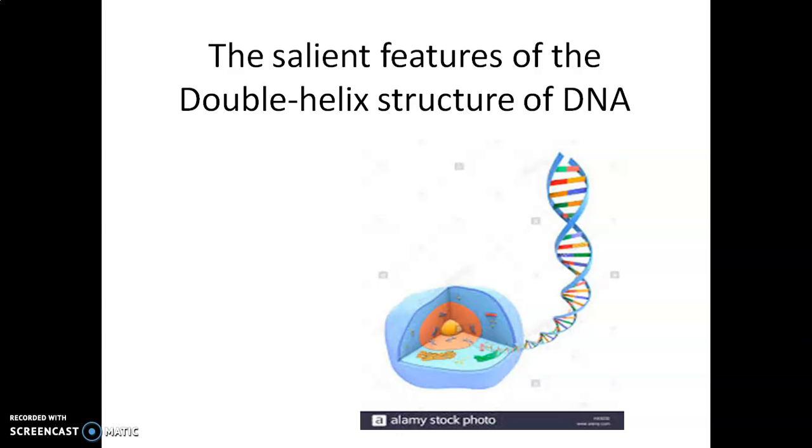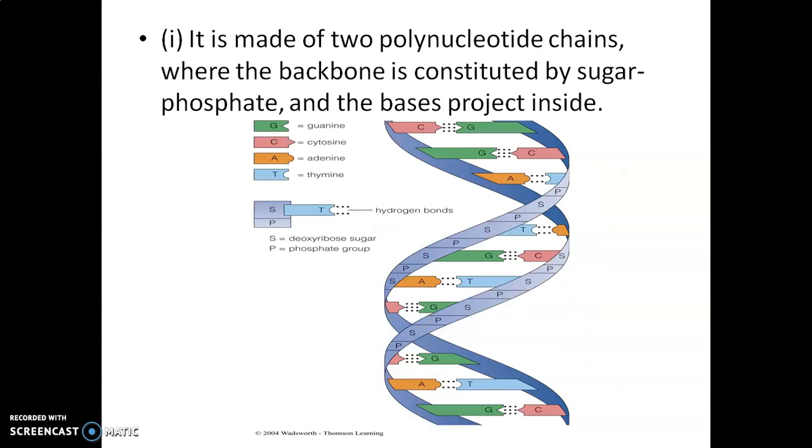Today let's start the class by explaining the salient features of the double helix structure of DNA. Last day we discussed the structure of DNA. Even though we can discuss it again, what is the first feature? It is made up of two polynucleotide chains where the backbone is constituted by sugar phosphate and the bases project inside. So here you can see the nitrogen bases, then deoxyribose sugar and a phosphate group.